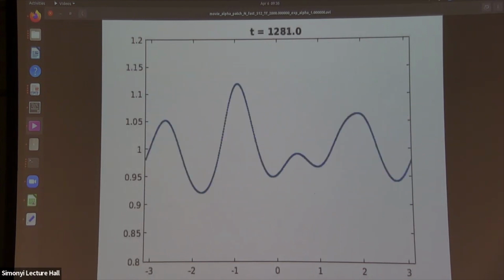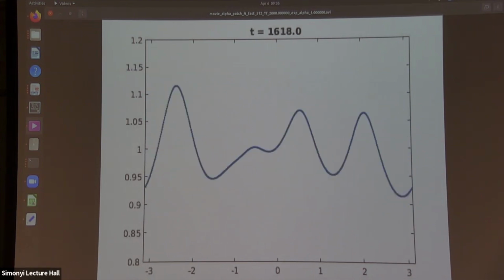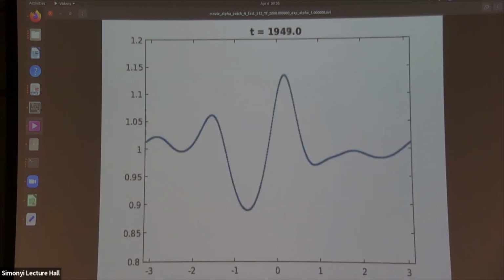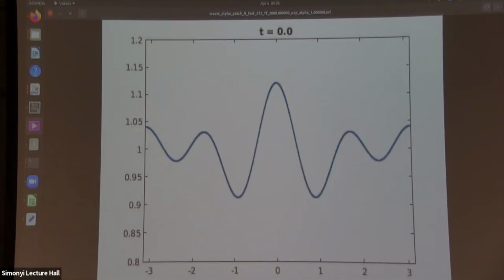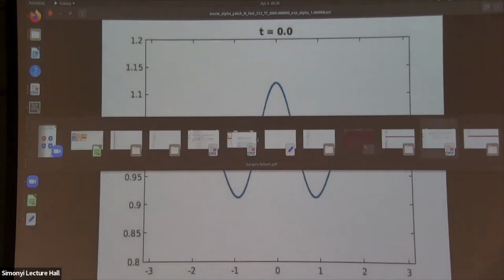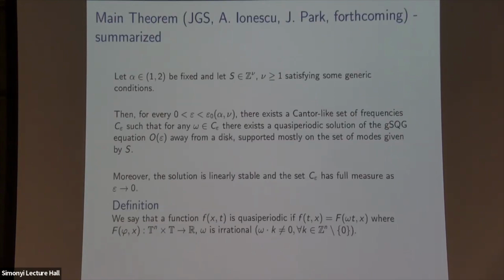But if we are looking for some form of global existence, then there is hope, because we tried. I'm showing here one realization, but we tried with several initial conditions, and they all look the same in that sense. So this thing is definitely not periodic, but we thought, well, maybe this is a quasi-periodic solution. And indeed, this is what we can prove.